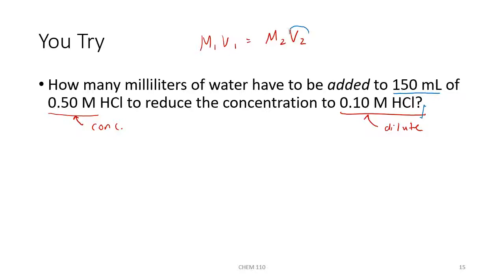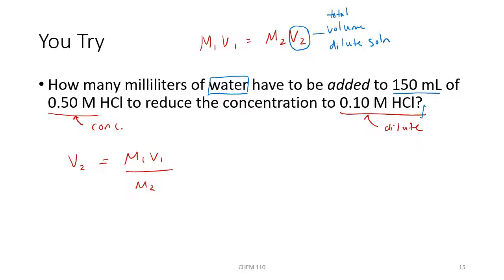In this scenario, we'd be calculating V2, which is the volume of the dilute solution. That's actually the total volume. So that will include the 150 milliliters, plus it'll include the water in there. And we're going to have to work backwards to figure out how much water was actually added to that total volume. So rearranging our formula for V2, we'll have M1V1 over M2.